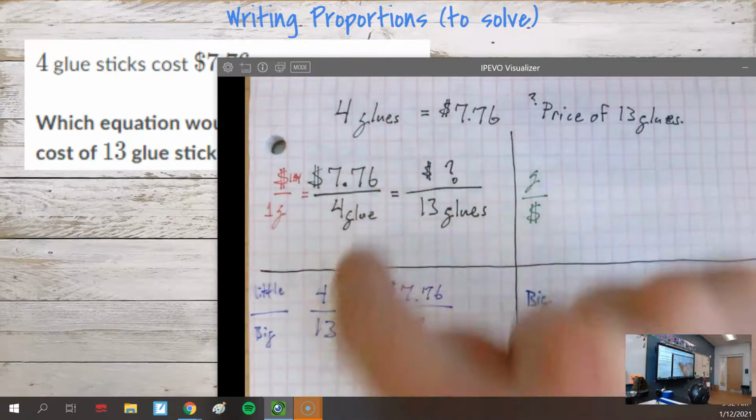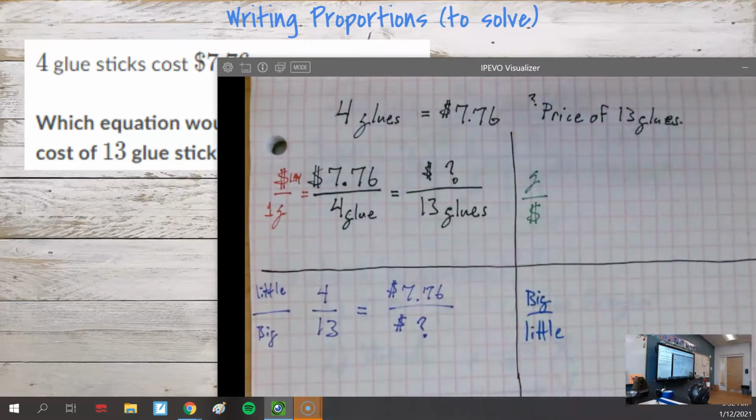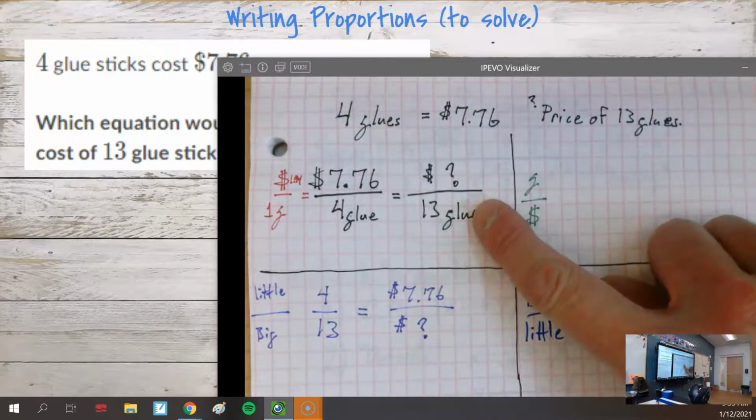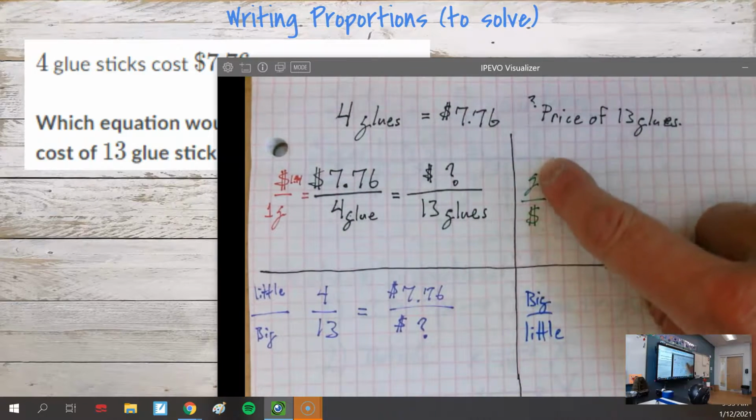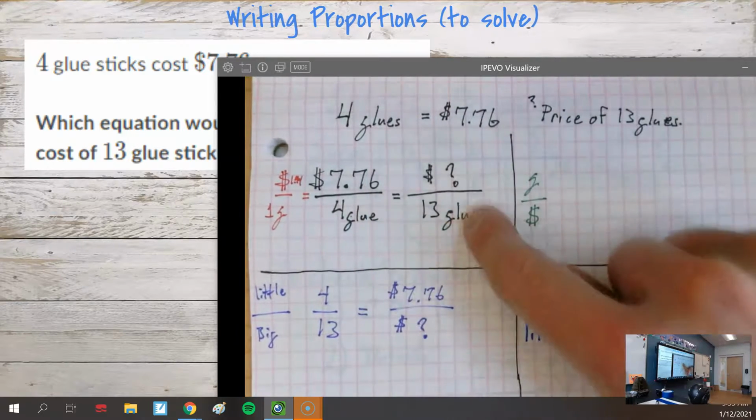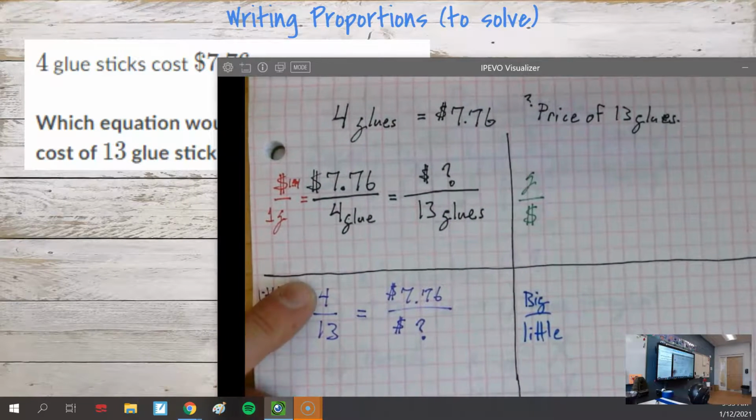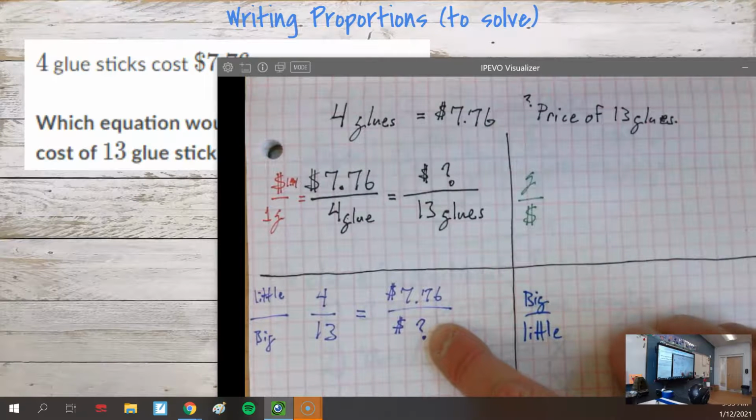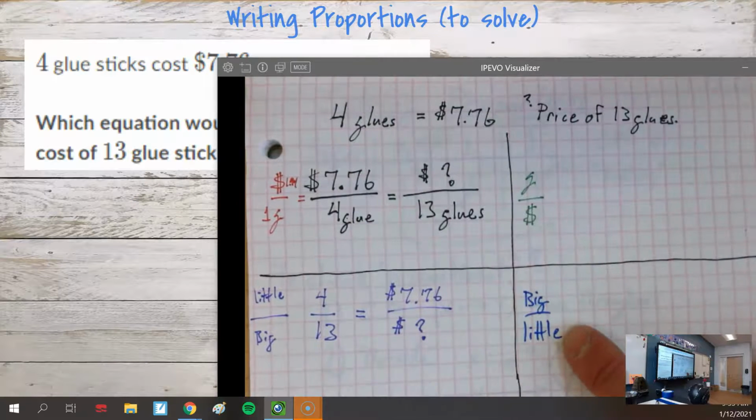There are 4 different ways to set up a proportion. We could go money over glue sticks equal to money over glue sticks. We could go glue sticks over money, just flip these fractions over. You could go the little value over the big value. So the little amount of glue sticks over the big amount of glue sticks. Little amount of money over big amount of money. Or you could flip that and go big over little.